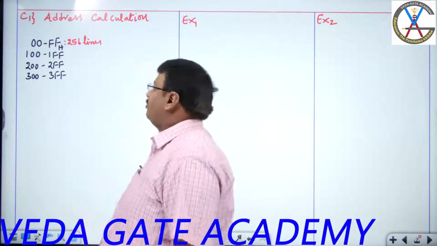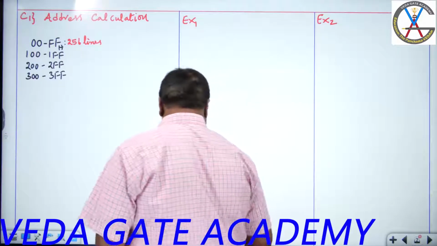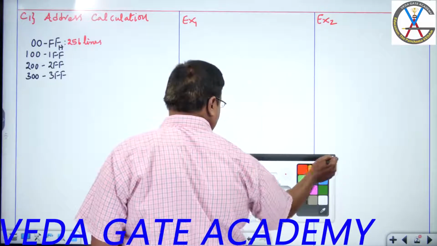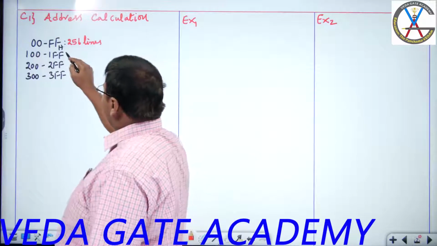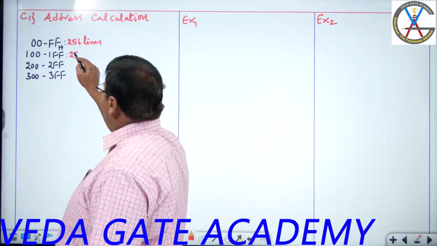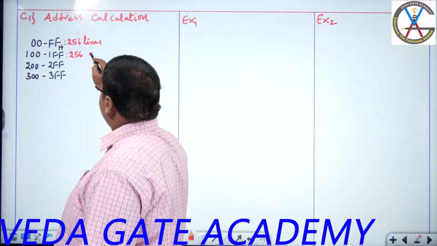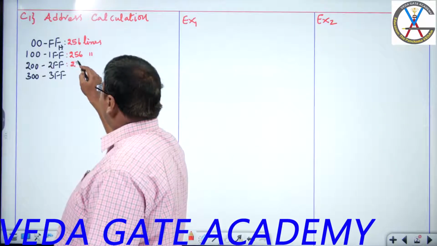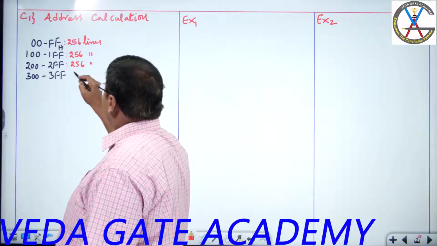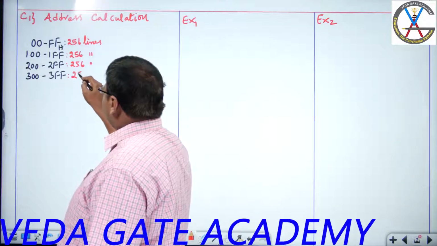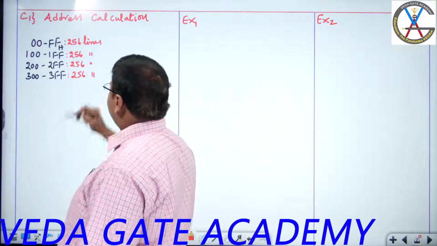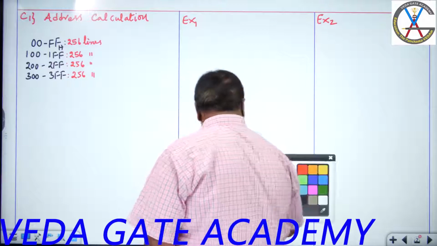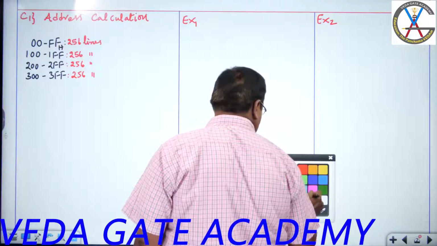So, what are all these? Hexadecimal notations, right? 100 to 1FF, again 256 lines. And this is again another 256 lines. Another 256 lines. Would you agree? Yes, you will. So how many pages? So 4 pages, right?